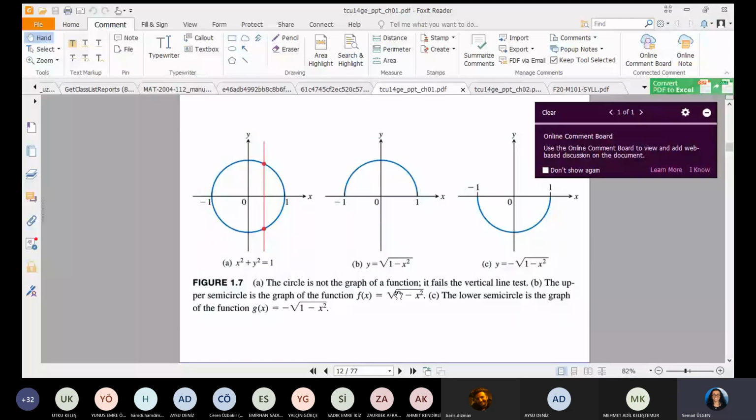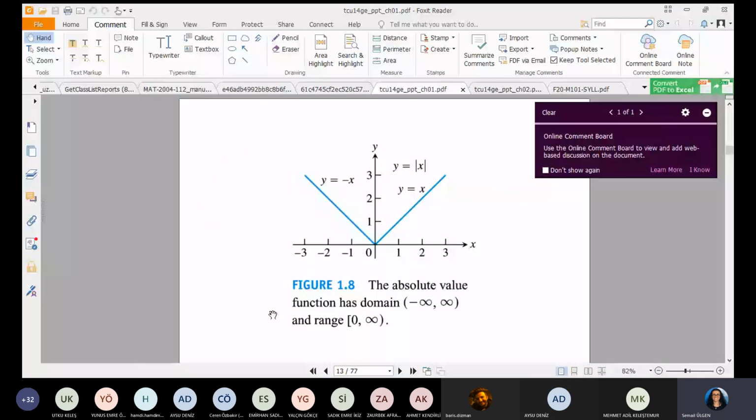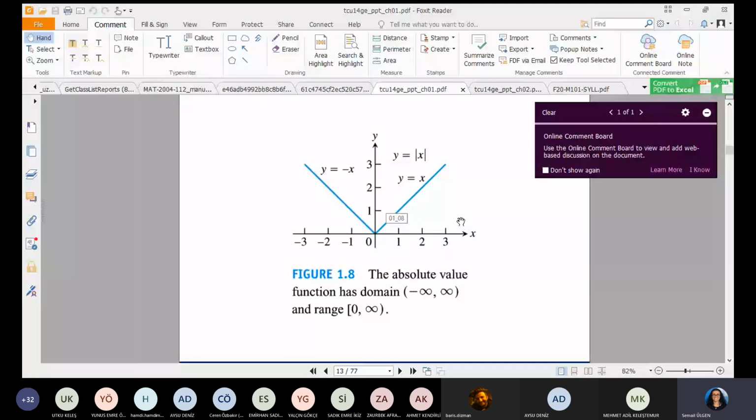This is a very famous absolute value function. Mutlak değer fonksiyonu, absolute value function. The absolute value function is a V-shaped function. It's a very nice function. y is equal to the absolute value of x. It is defined on all real x's. So the domain is everything. The domain is all real x values.